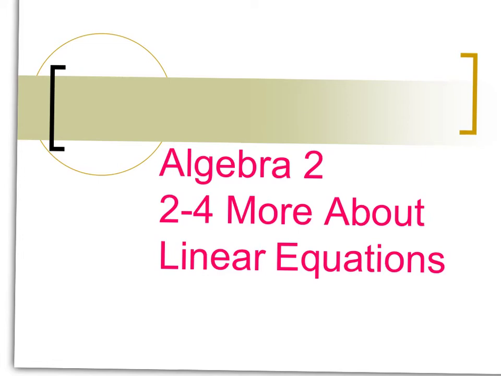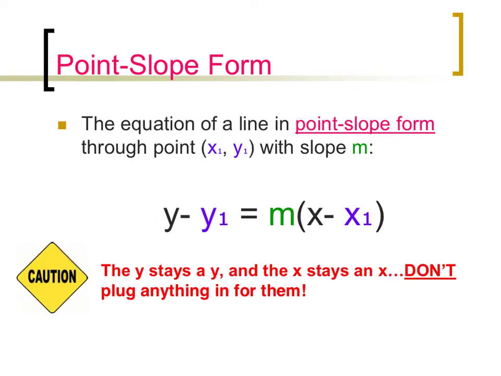Okay, today we're going to talk about linear equations, more about linear equations. We have point-slope form. Point-slope form is very straightforward. As long as you have a point and you have the slope of a line, you can write it in point-slope form. Now, notice this y and this x stay the same. You do not substitute for x and y. This x1 gets substituted here, and my y1 gets substituted here. And whatever my slope is, I substitute here for m.